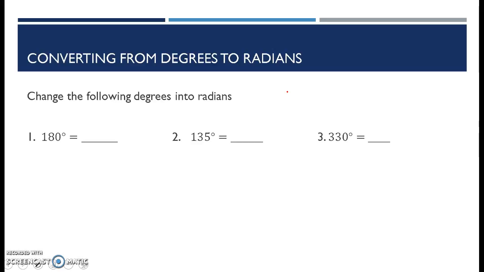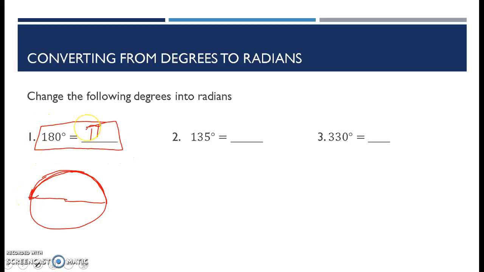If I have 180 degrees, we should know that that is pi radians. If you remember, on our unit circle, we had that this is the radius, 1 radian, 2 radians. It takes exactly 3.14 radians, or pi radians, to make 180 degrees. So this is going to be a key thing for us to remember throughout this lesson. So let's go on to number 2.